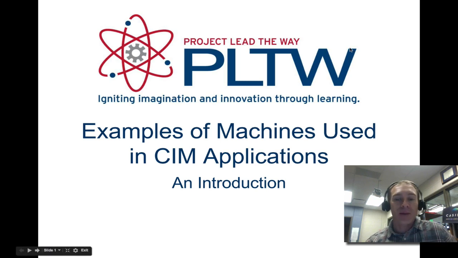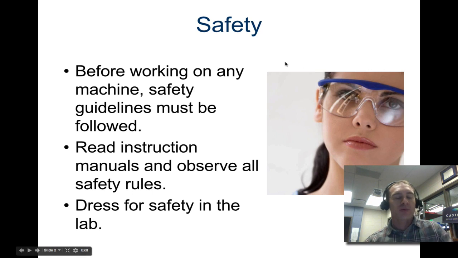So let's look at some examples of machines used in SIM applications. Safety is super critical when using this milling machine. One, because it's $25,000, and two, because it could cut your arm off. So before working on this machine, safety guidelines have to be followed. You've got to make sure that you know how to do it.